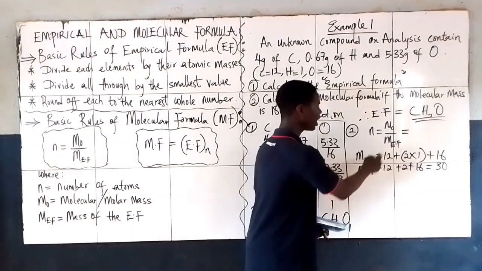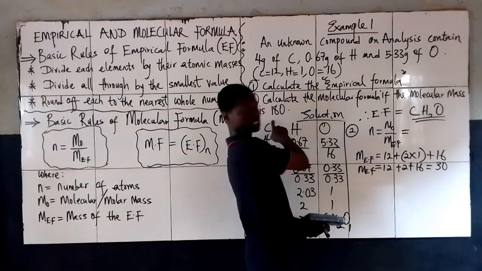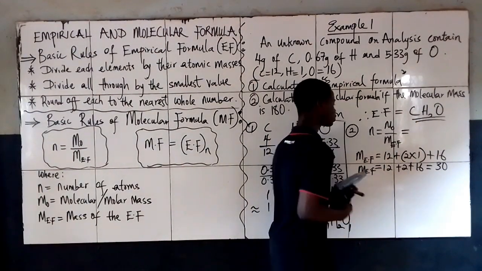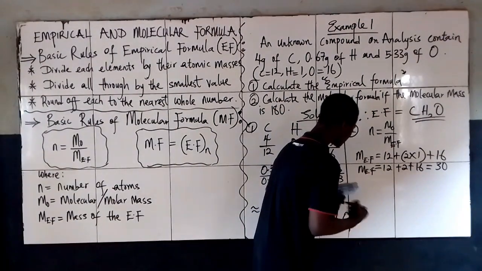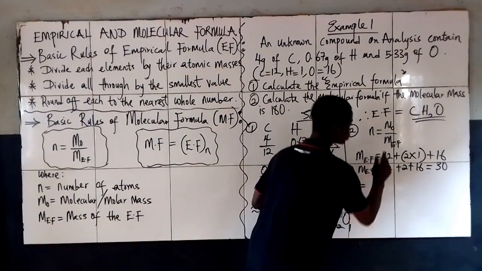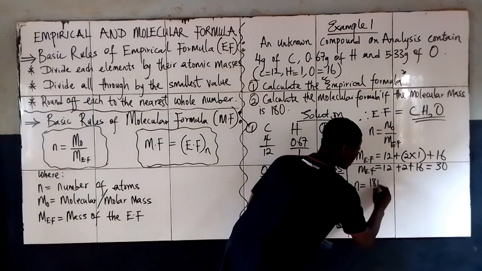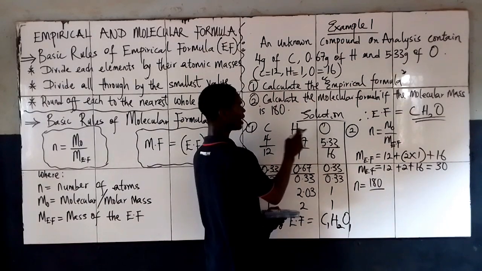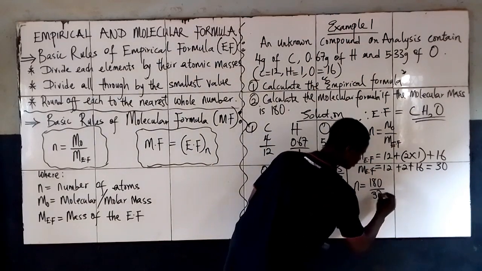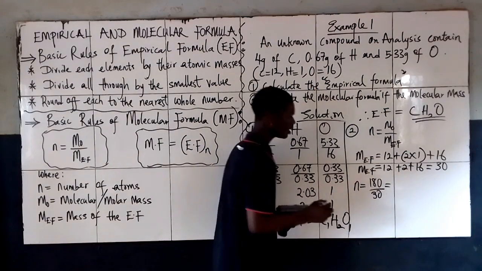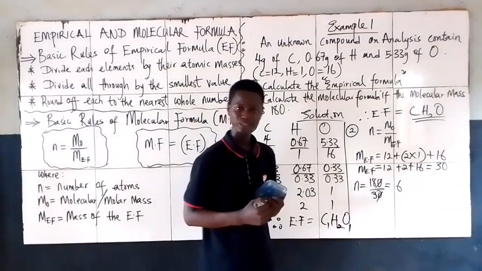Now you have this. We now have the MEF and we know our molecular mass as 180. So let's see if we can actually solve for the number of atoms in this compound. So we can come here and say number of atoms is now equal to, what is our molecular mass? 180. 180 over, what is our MEF? 30. And if you do this division, you will have exactly what? 6.